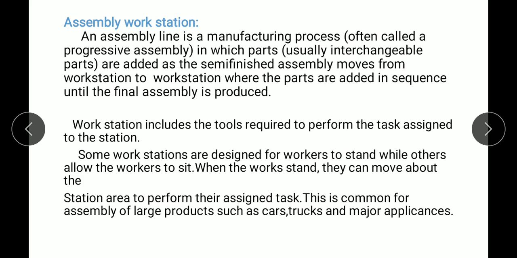A workstation includes the tools required to perform the task assigned to the station. When we consider workstations, we have different types. In some workstations the workers are standing, and in some the workers are sitting. They work in the station area to perform their assigned tasks. This is common for assembly of large products such as cars and trucks.